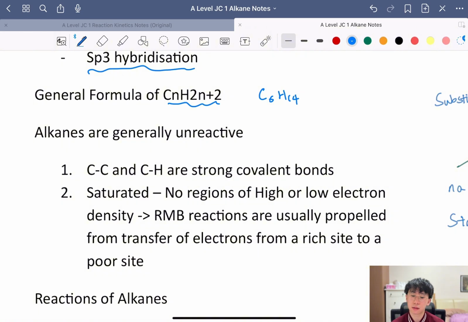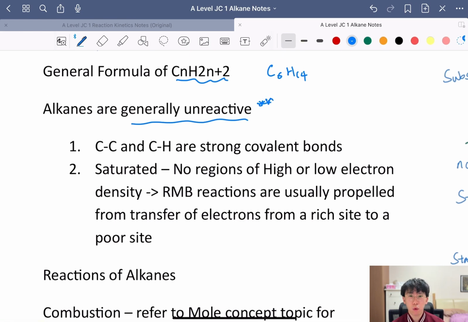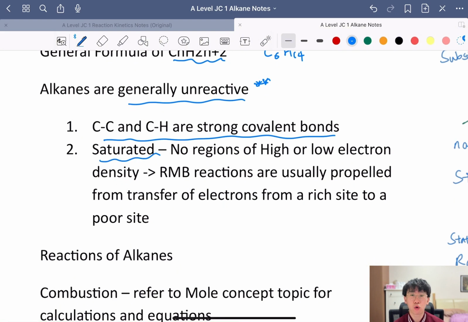because this general formula is only applicable to alkanes. Alkanes are also generally unreactive, and you have to know the reasons for this. Because one, the C-C and C-H bonds are strong covalent bonds, and two, because it's saturated, there are actually no regions of high or low electron density.